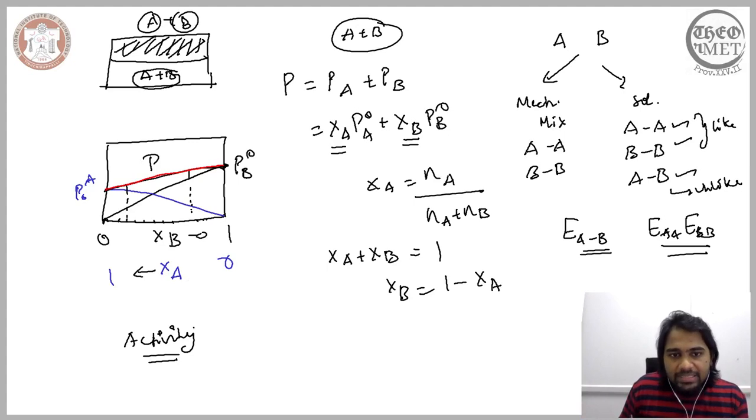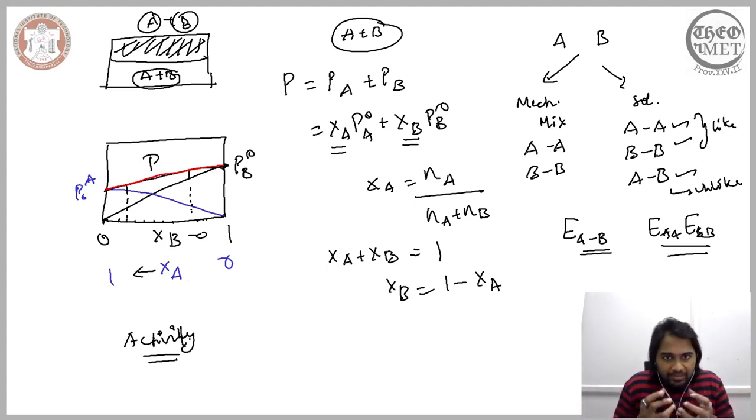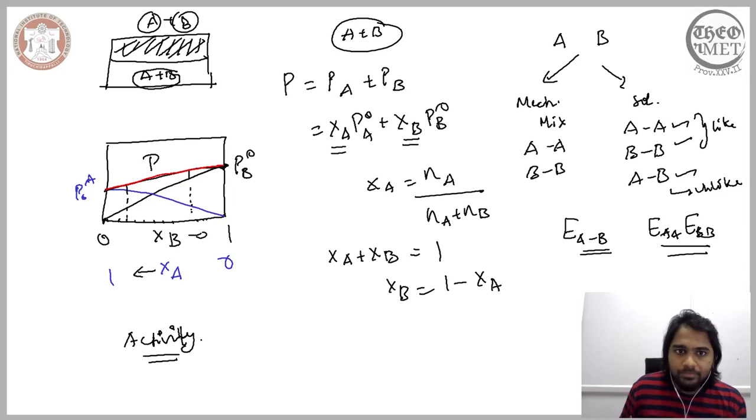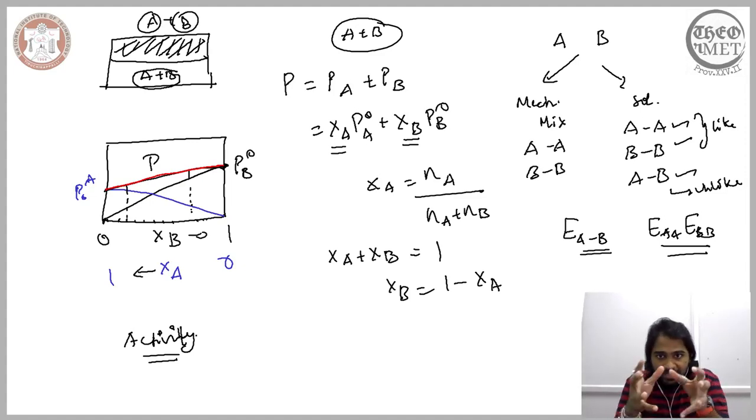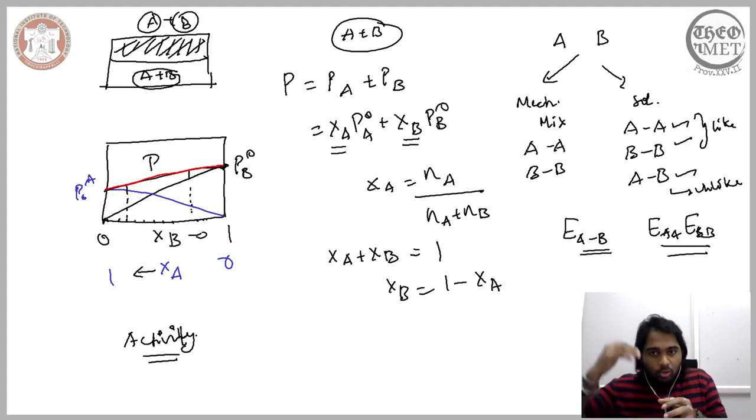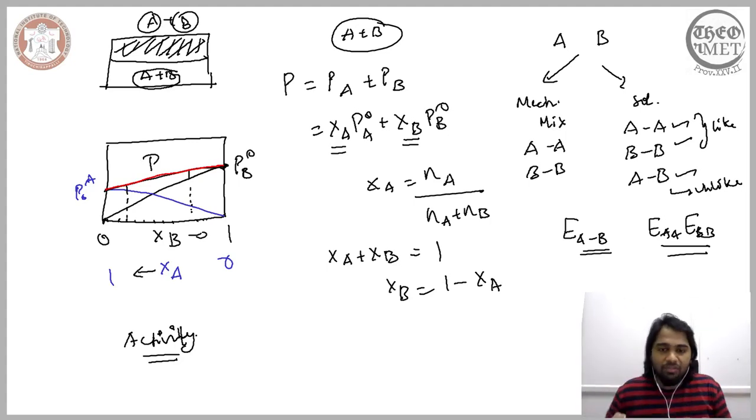So activity in this case refers to, as the name indicates, how active a given component is, how active a given element is in the system. The activity of a given component in such a setup depends on its vapor pressure. The more active an element is, the more it will be able to break away from the liquid state and occupy the vapor phase.